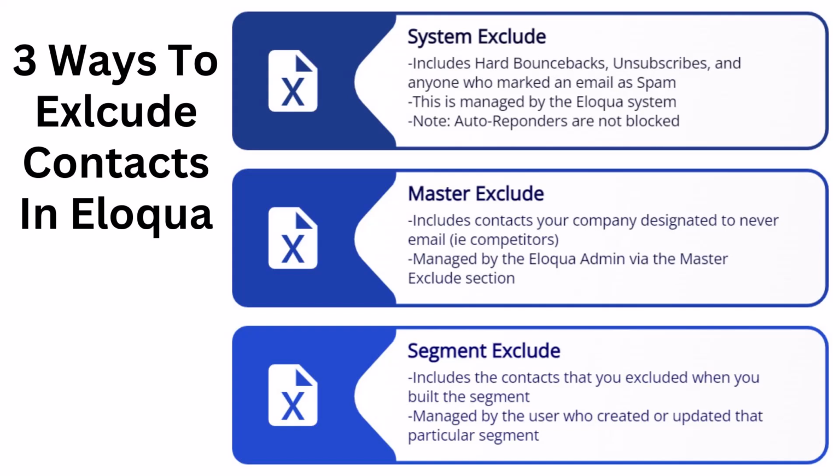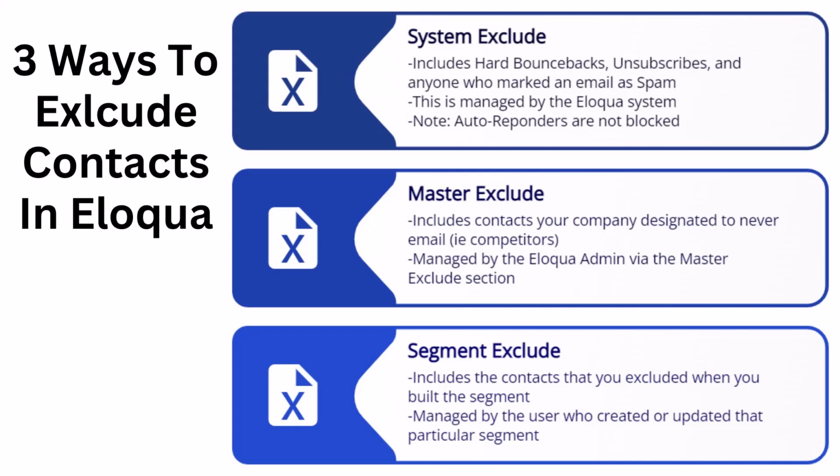The next way that Eloqua blocks contacts or excludes contacts is something called the master exclude. This includes contacts your company designated to never email for one reason or another. For example, if you have a list of competitors that you never want to email, like you don't want them to see your offers and see what you're doing, you could add your competitors to this master exclude list. This master exclude is actually managed by the Eloqua admin via the master exclude section. And you usually have to have admin privileges to see this section, but I think it makes sense just to show you guys what this looks like so you're familiar with it.